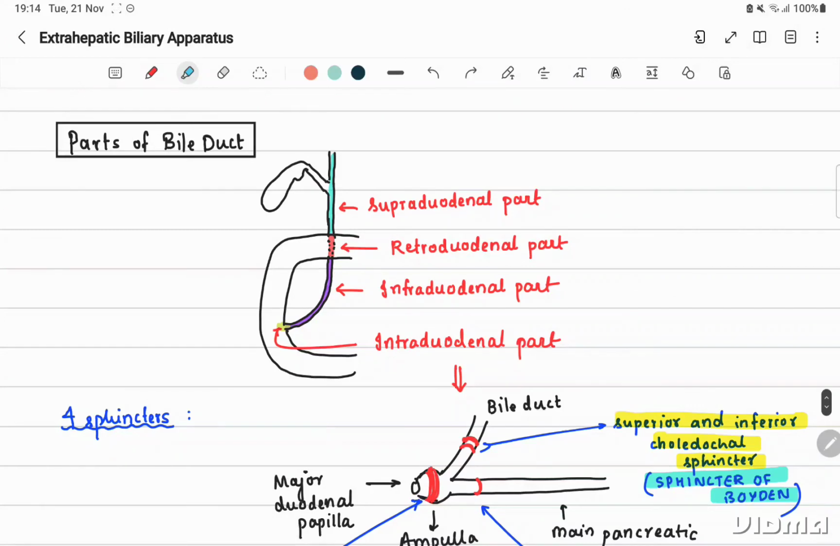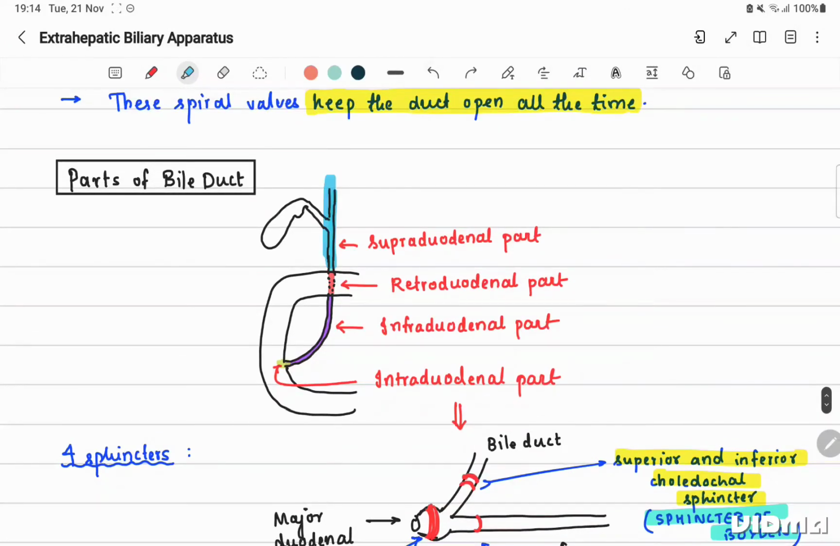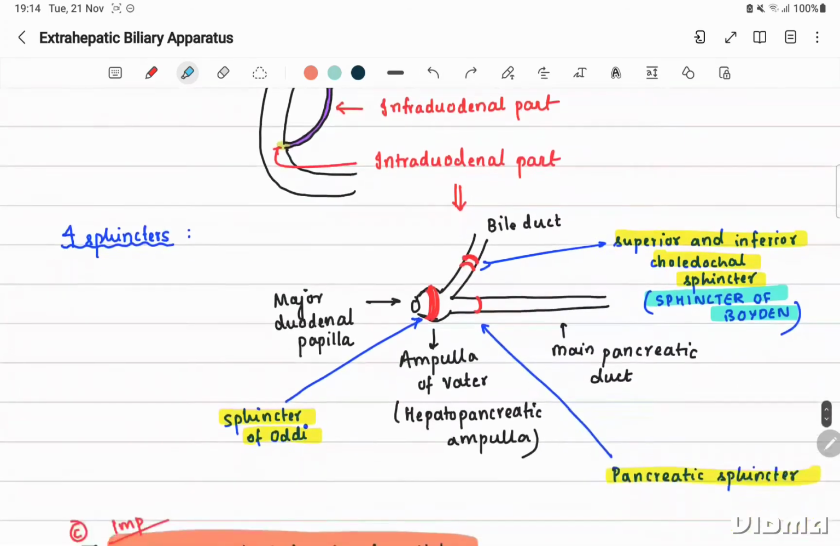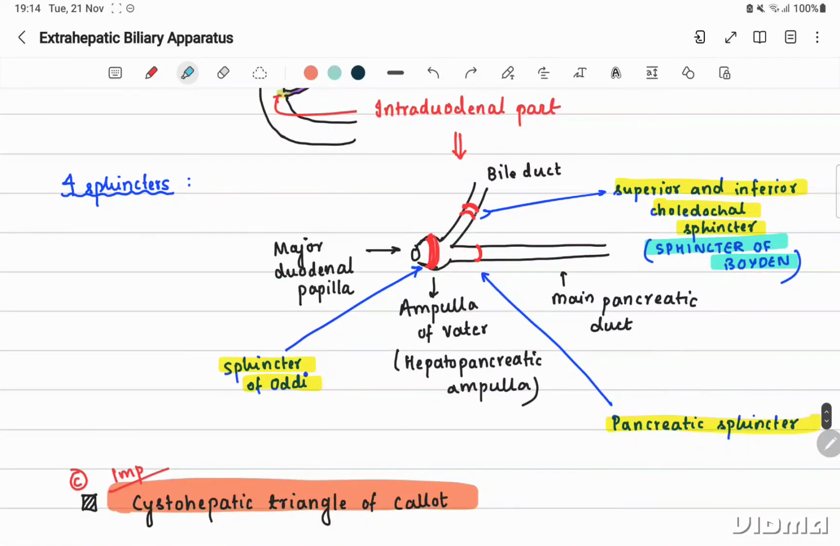What are the parts of your bile duct? We have the supraduodenal part, present superior to the duodenum, the retroduodenal part, which is lying deep to the duodenum, the infraduodenal part, as well as the intraduodenal part. A little of the bile duct is going inside, which is called the intraduodenal part. We have 4 sphincters. The bile duct is guarded by a superior and inferior choledochal sphincter, which is called the sphincter of Boyden. The main pancreatic duct is guarded by another sphincter, which is called the pancreatic sphincter.